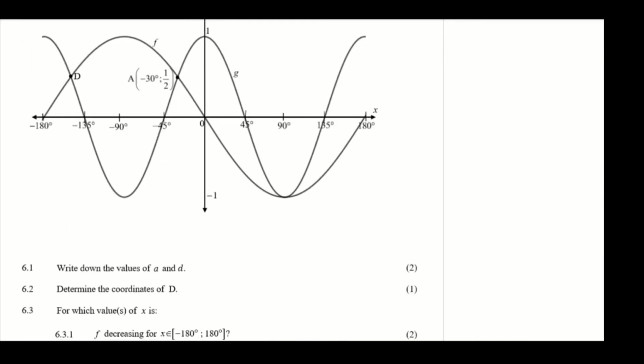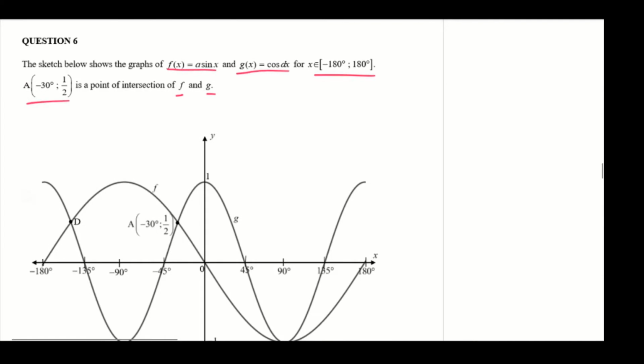So 6.1 says that we must write down the value of a and d. So if you look, we're having f of x and the value of a, it's this one here. So any value that is before your trig ratio is called an amplitude. So a is an amplitude.